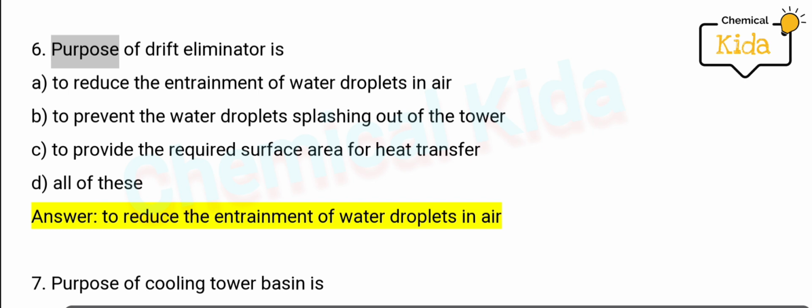6. Purpose of drift eliminator is: A. To reduce the entrainment of water droplets in air. B. To prevent the water droplets splashing out of the tower. C. To provide the required surface area for heat transfer. D. All of these. Answer: to reduce the entrainment of water droplets in air.